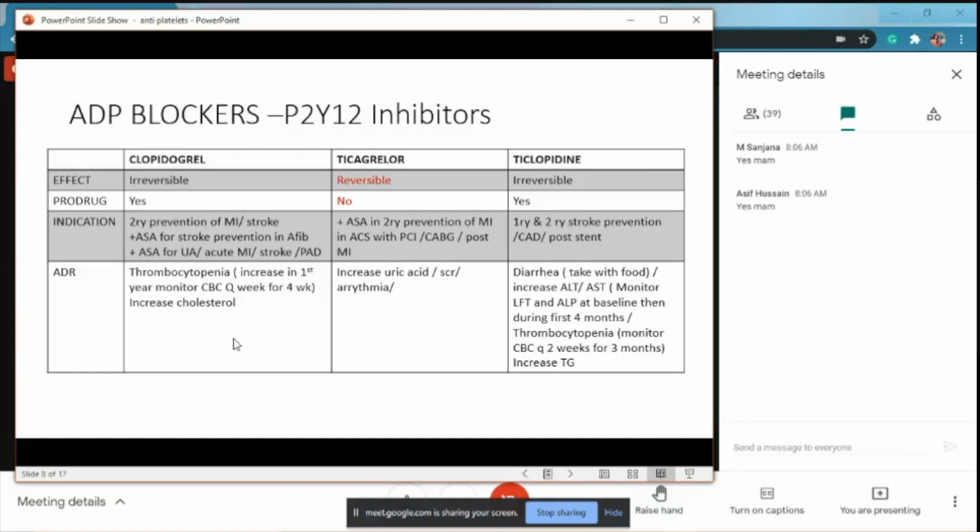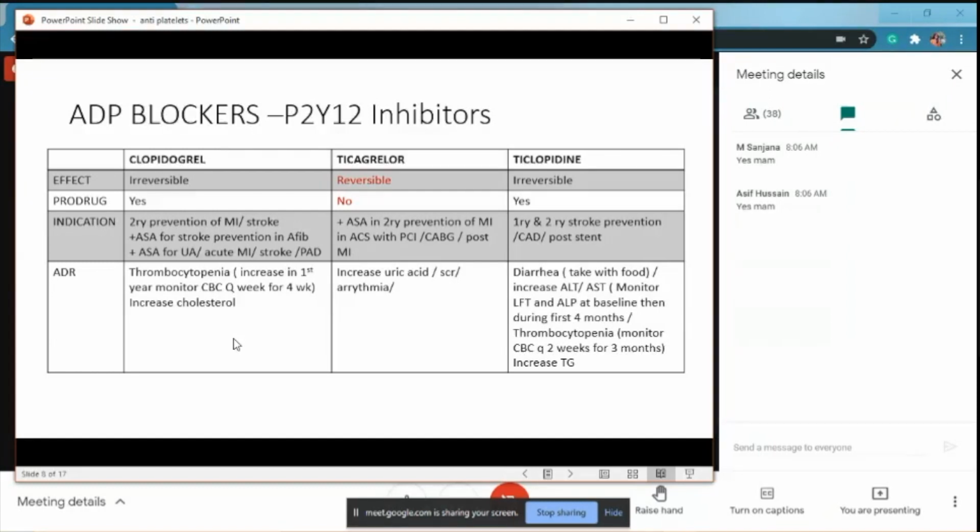Every week for at least 4 weeks for the first year of initiation of clopidogrel, and it also can increase the cholesterol level. So here you have to remember that we have to monitor the CBC every week for 4 weeks in the first year of initiating the therapy. Okay, and there are other adverse effects as well, like it can increase cholesterol level, it can cause bleeding, right, diarrhea, headache, and those things.